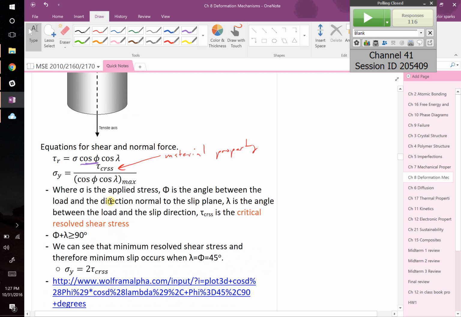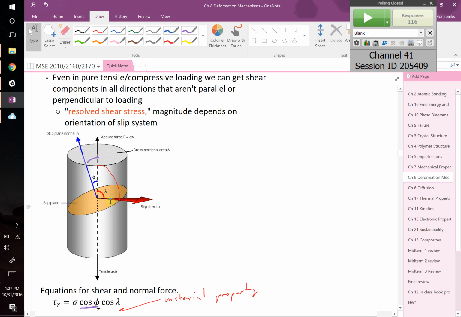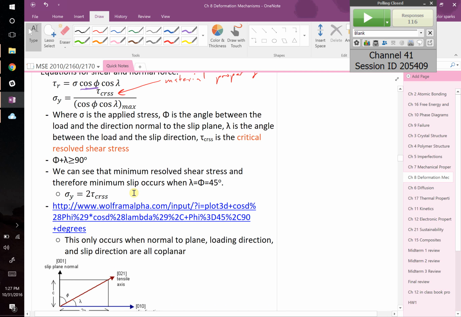Any other questions on it that were unclear? Anything else? So again, the two angles we care about are always between the loading direction and the slip normal, and between the loading direction and the slip direction. Those are the two angles we have to figure out. And they're actually not so bad to do.